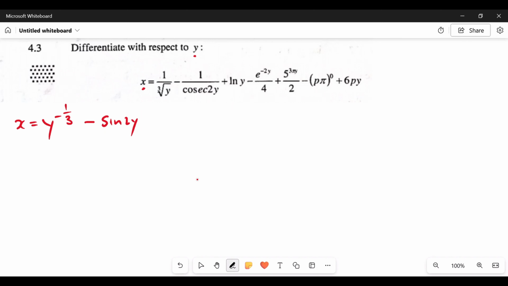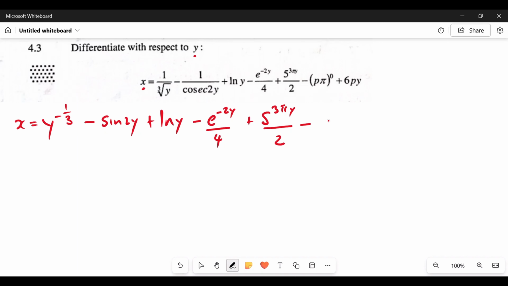Right, so let's continue. Now let's look at the third term. We have natural log y. So this one is already simplified, nothing we can do there. Let's look at the fourth term. We have e to the power of 2y over 4. There we go. And let's look at this term here. We have 5 to the power of 3 pi y over 2. All right, let's look at the second last term here.